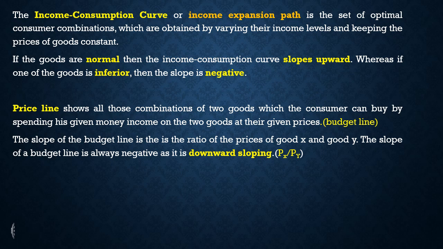Price line. It shows all those combinations of two goods which the consumer can buy by spending his given money income on the two goods at their given prices. It is also known as budget line. The slope of the budget line is the ratio of the prices of good X and good Y. The slope of a budget line is always negative and it is downward sloping. The slope of the budget line can be written as Px divided by Py.